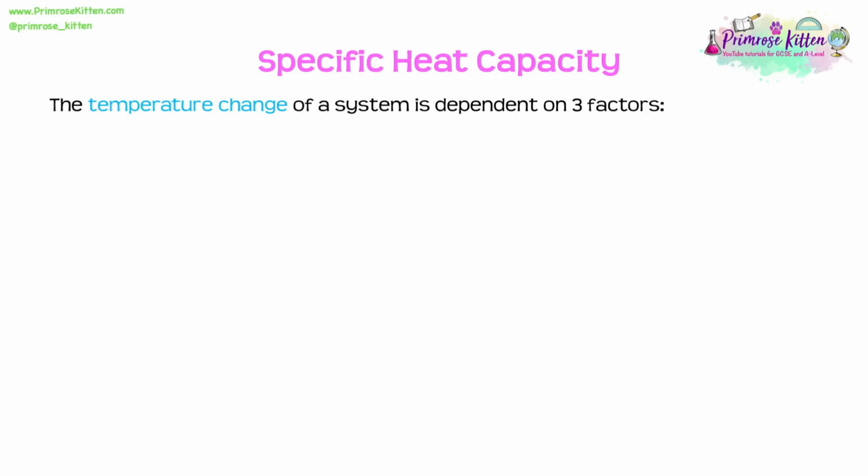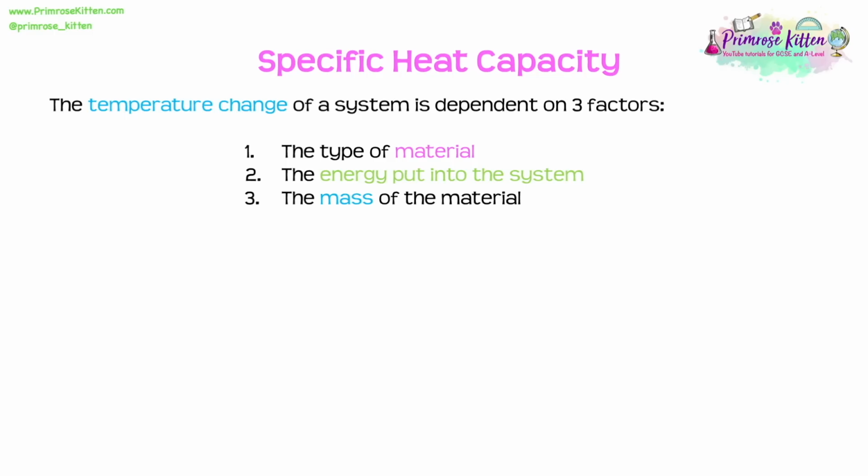If a material or a system sees a change in its temperature, the scale of that temperature change depends on one of three factors. Firstly, you've got the type of the material. Secondly, the amount of energy that's been put into the system. Finally, we've got the mass of the material.